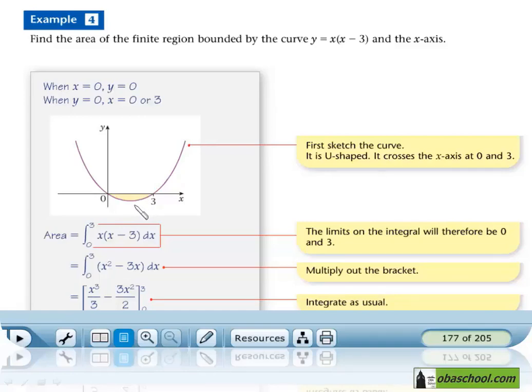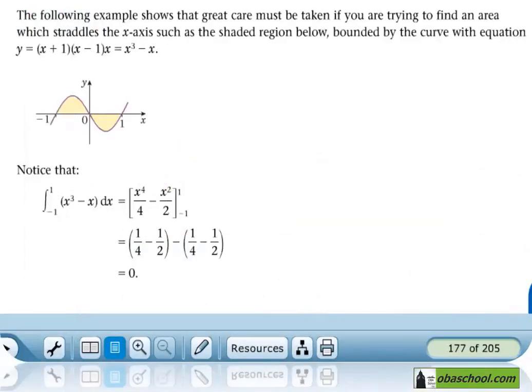Pay attention. Sometimes not the entire curve is below the x-axis. It could be like this. On one side, the curve is above the x-axis, while it is below the x-axis on the other side. We need to calculate the area on both sides. The following example shows that great care must be taken if you are trying to find an area which straddles the x-axis, such as the shaded region below.